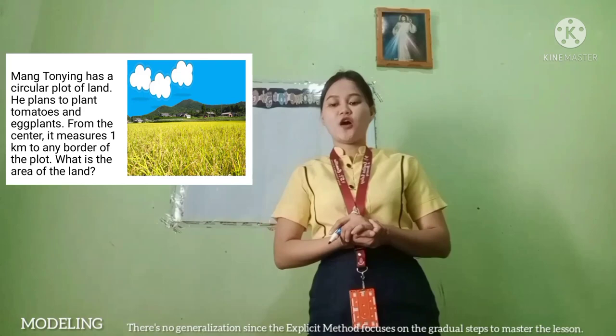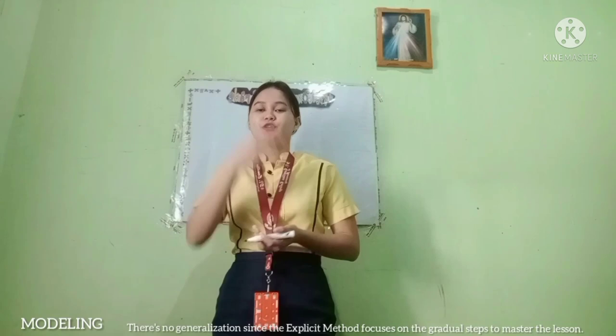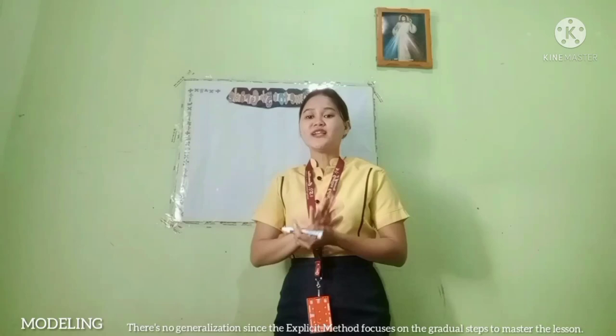So, who is the farmer from the problem? Joanna. The farmer is Mountain Ying. Very good. So, what is he planning to plant in his farm? So, you're raising your hands, Jenrik. He's planning to plant tomatoes and eggplant. So, very good. Now, what is the distance of the center of the plot to the border? Annalisa. Very good. It measures 1 kilometer. So, now, what is asked in the problem? Edmundo, you're raising your hand? Exactly. We have to find the area of a circle.